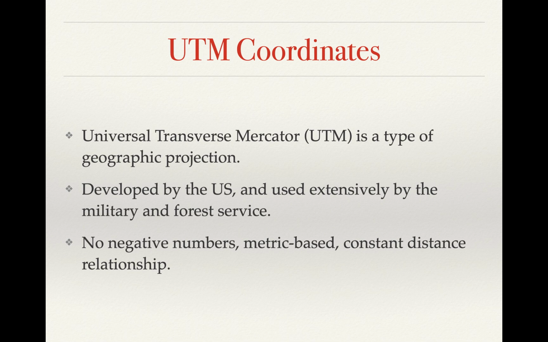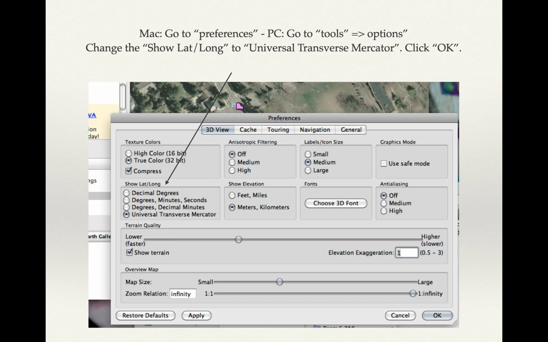Plus, it has no negative numbers. It's metric-based, and it has a constant distance relationship. Point is, it's generally the standard for the Department of the Interior, but the NPS does accept lat long now as well. So when you find the coordinates for your district, you're going to want to find every time your district boundaries make a turn, you're going to want to get the coordinates of that turn, that point.